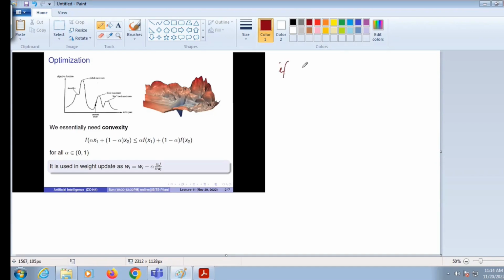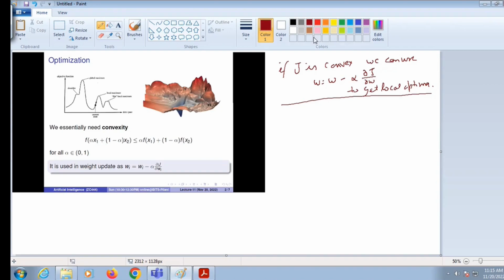If J is convex, we can use W = W - alpha times del J upon del W to get local optima. ये सब की समझ में आया? Everybody understood this? Yes, sir.